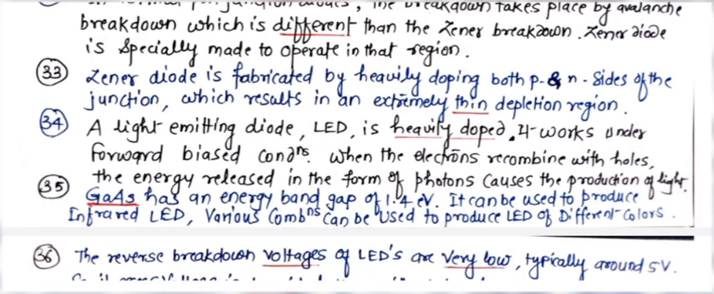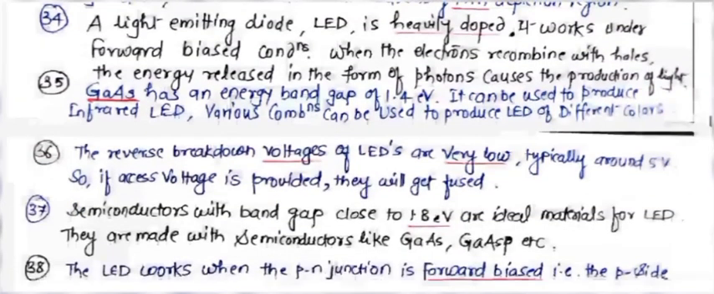A light emitting diode, LED, is heavily doped. It works under the forward bias conditions. When the electrons recombine with the holes, the energy released in the form of photons causes the production of light. GaAs has an energy band gap of 1.4 eV. It can be used to produce infrared LED. Various combinations can be used to produce LEDs of different colors.